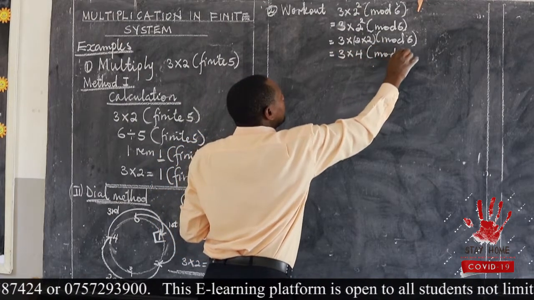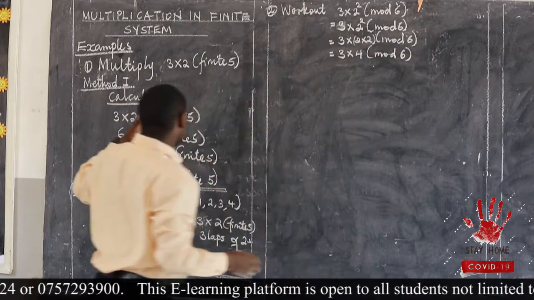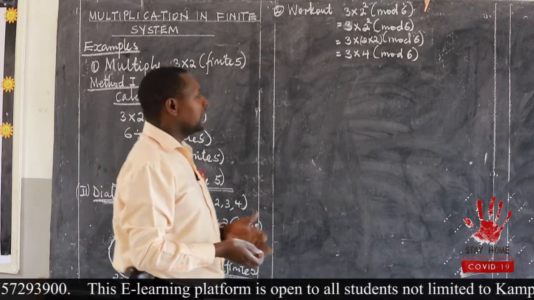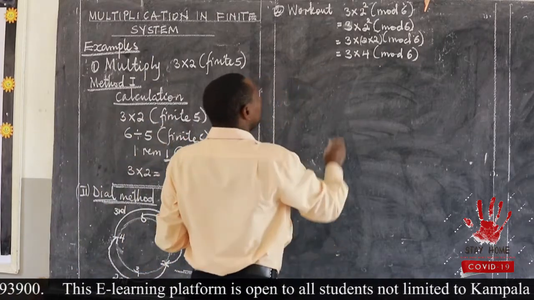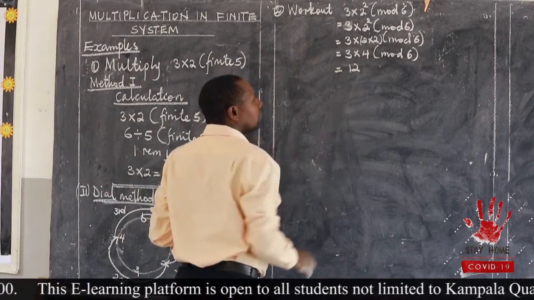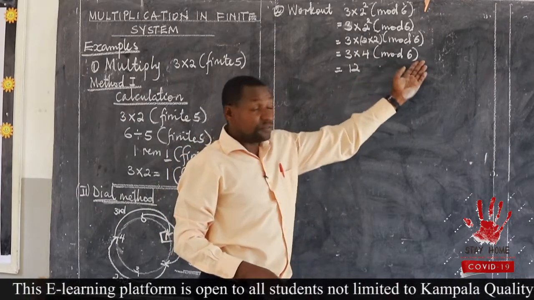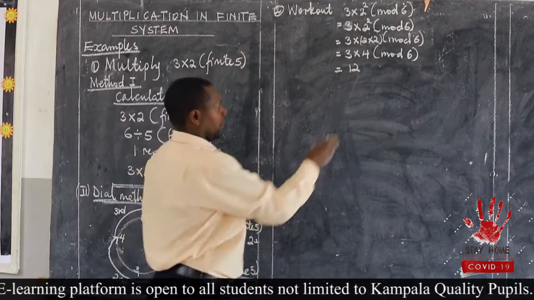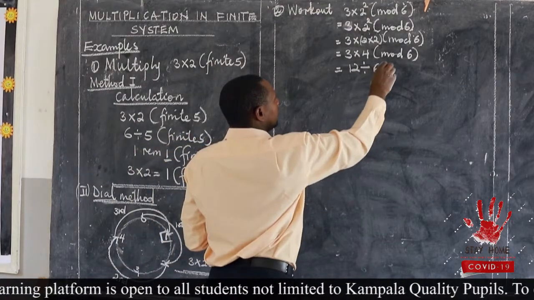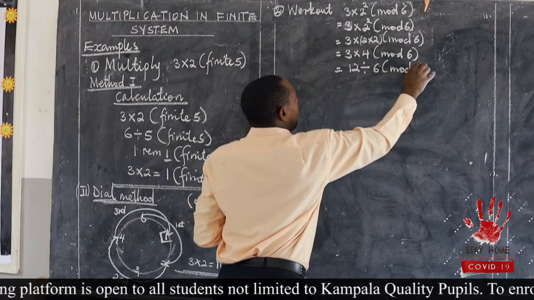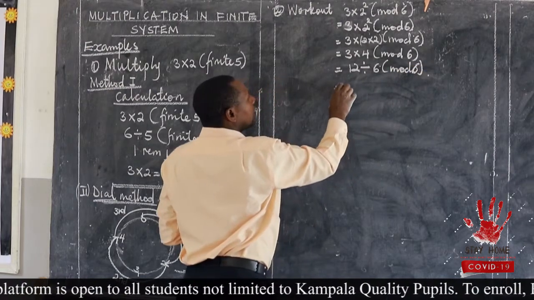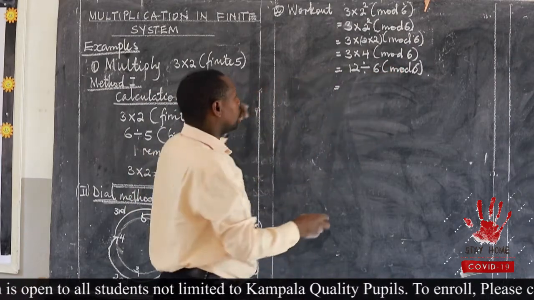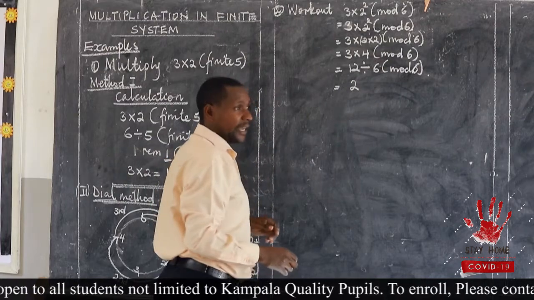Mod 6. When you go back to the first one, we multiplied as usual, by the way. We never bothered. We had to say 3 times 4. Somebody's saying it gives you 12. Fine. But do you have 12 in mod 6? Somebody's saying no. So what do we do? We divide by the mod. How many times do we have 6 in 12? Somebody's saying 2. Very good.